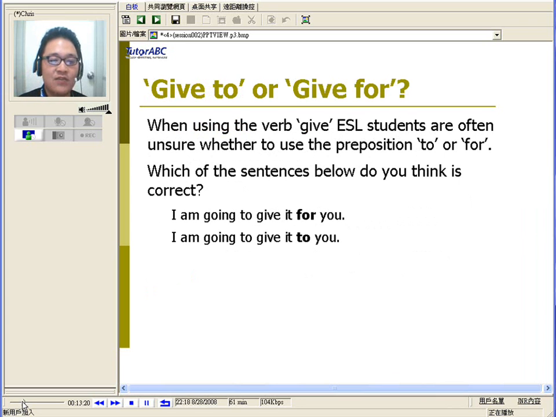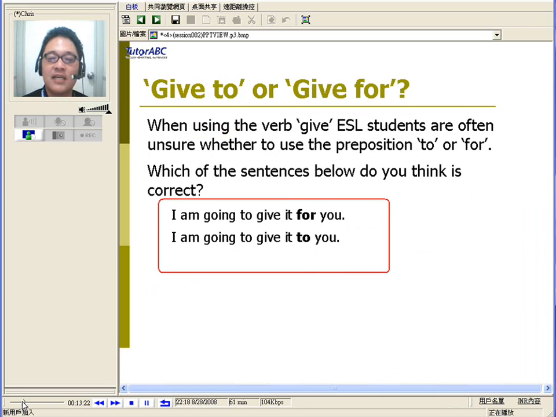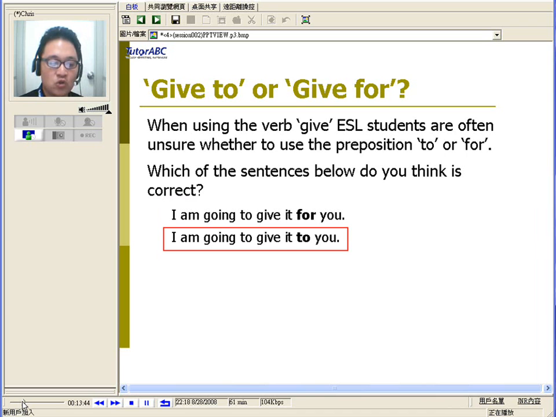Let's check out these two sentences: I'm going to give it for you, or I'm going to give it to you. Now, which one is correct? Is it "give it for you" or "give it to you"? Of course, everyone so far has written the correct answer. The correct answer is indeed giving it to you.